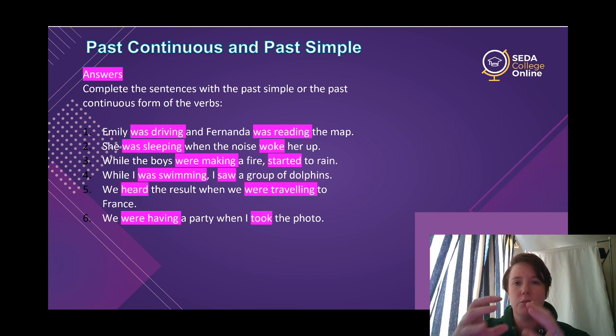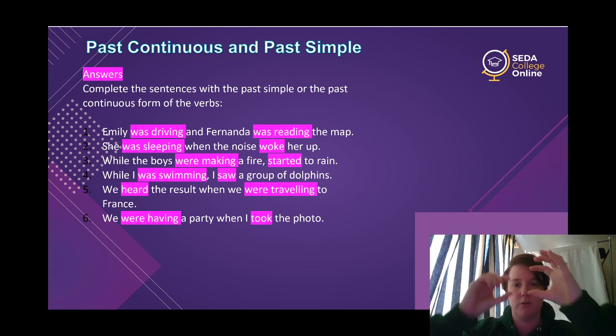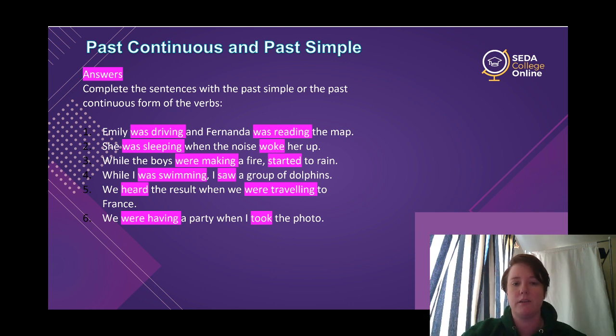To take a photo, completed action. Take a photo happens very quickly, so it happens. We were having a party when I took the photo. So you're telling me the continuous action and then you're telling me the completed action. Okay? So that's the difference.